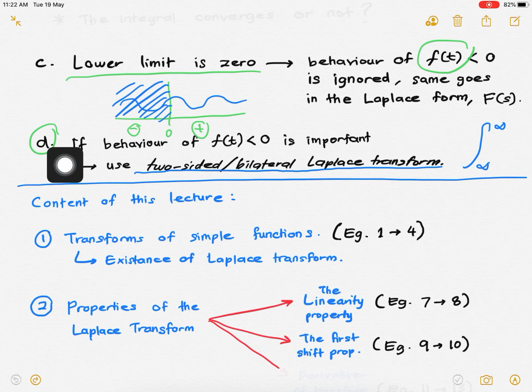If we want to consider the negative side, we can also do that by using another type of Laplace transform, which is the two-sided Laplace transform or bilateral Laplace transform. So the integral will look like this, where the upper limit is infinity, but actually the lower limit is negative infinity. Okay.